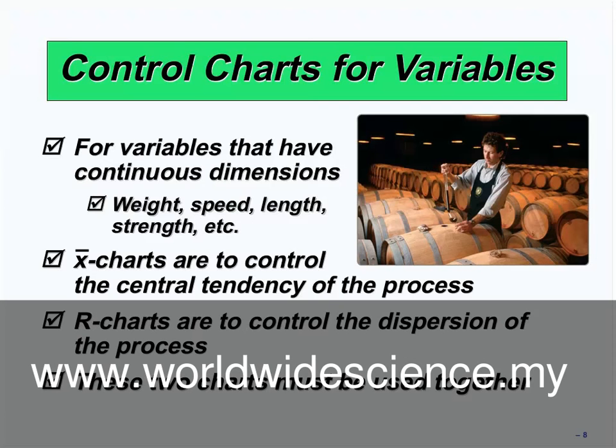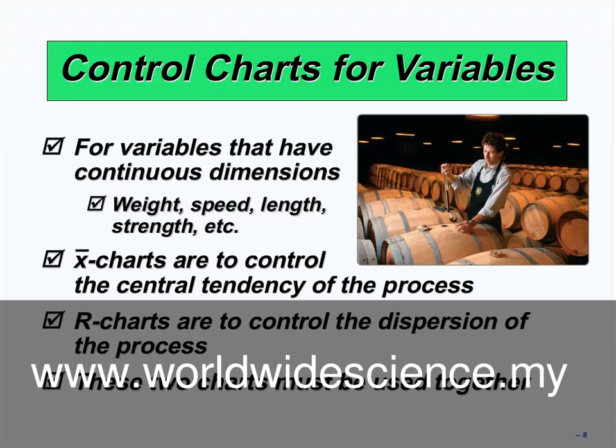For example, the operation manager chooses the weight of the production as a criteria, as a benchmark, to see whether the process of production is under control or not. This is the choice of the operation manager, and it depends on the type of production.